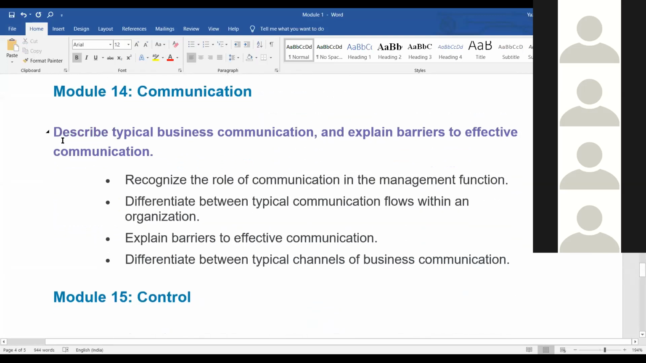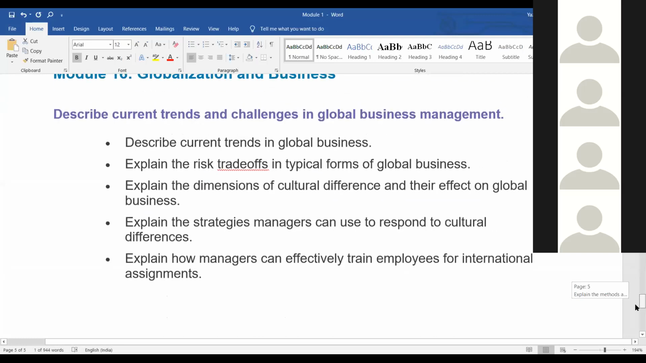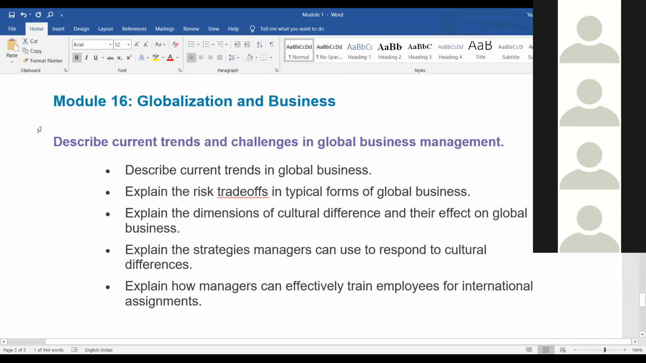Another describe: typical business communication, and explain barriers to effective communication. Then control, for that also they are writing explain. That is second level. Once again, globalization of business, for that they have written describe.